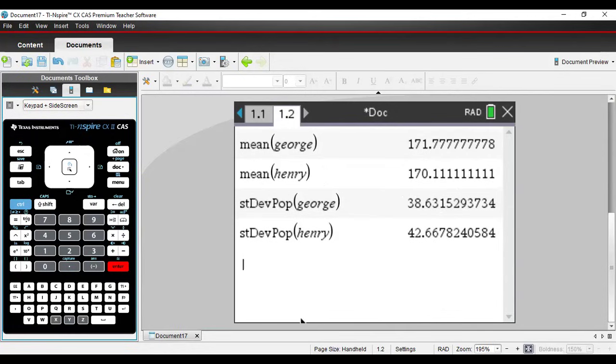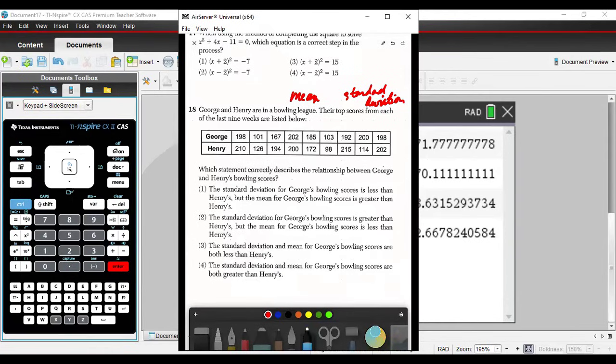So if we go to the answer choices, George's standard deviation is less, and his mean is greater. And that's why we would choose number one. And again, that means George is basically a better bowler than Henry. Okay, that's it. That's all you have to do.